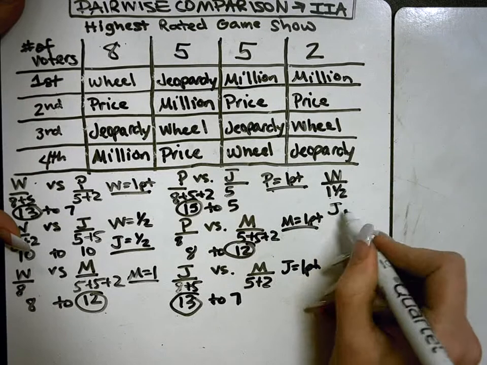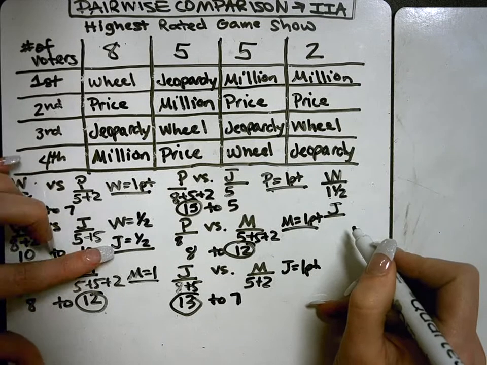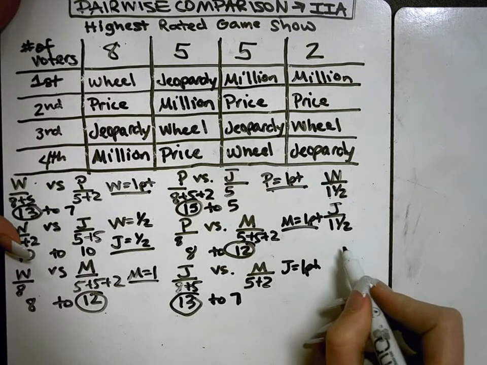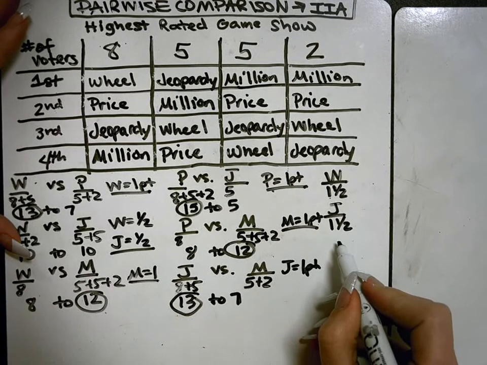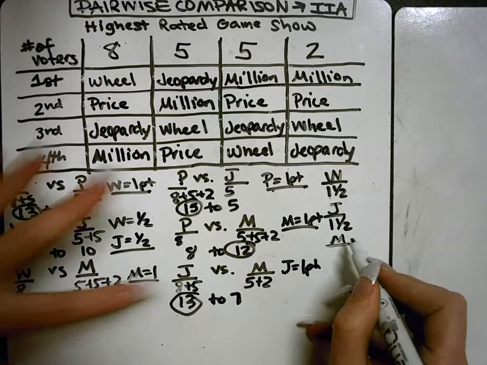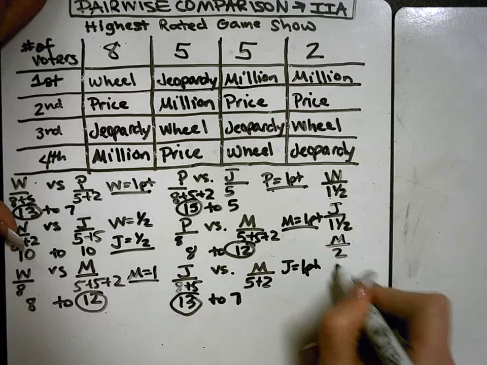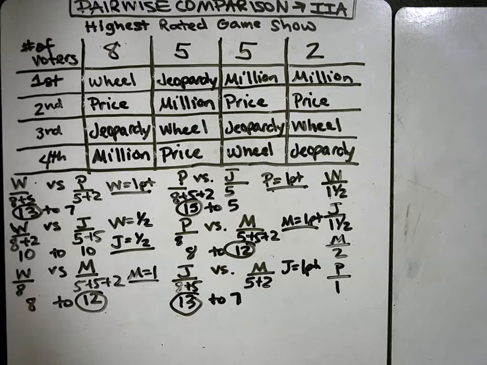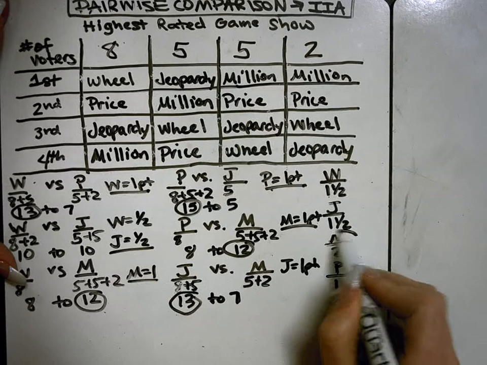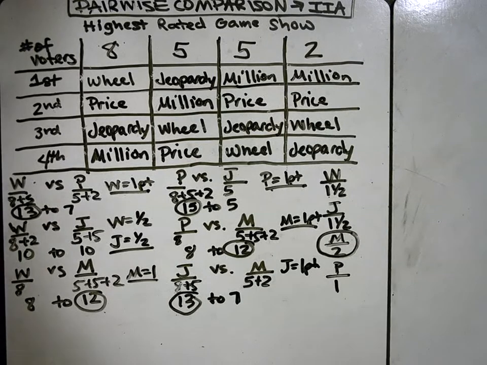Jeopardy has 1.5 points. Millionaire has 2 points, and Price has just a single point. So now that we see the points, it's clearly that Millionaire has the most points. So under the pairwise comparison method, Millionaire wins.